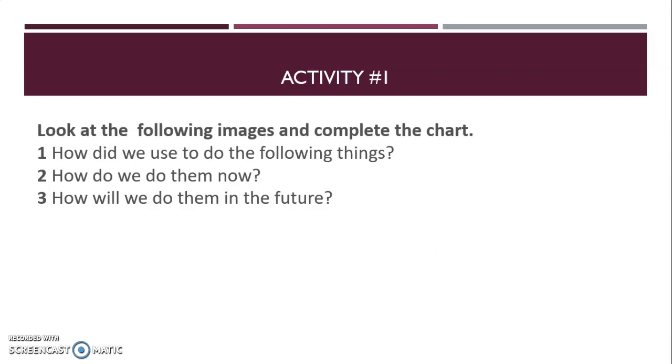Activity number 1. Look at the following images and complete the chart. First, in your notebook, we're going to copy the 3 questions and you are going to answer. Question number 1. How do we used to do the following things? Number 2. How do we do them now? Number 3. How will we do them in the future? So, I'm going to talk about those pictures and I'm going to give you my opinion. So let's pay attention.